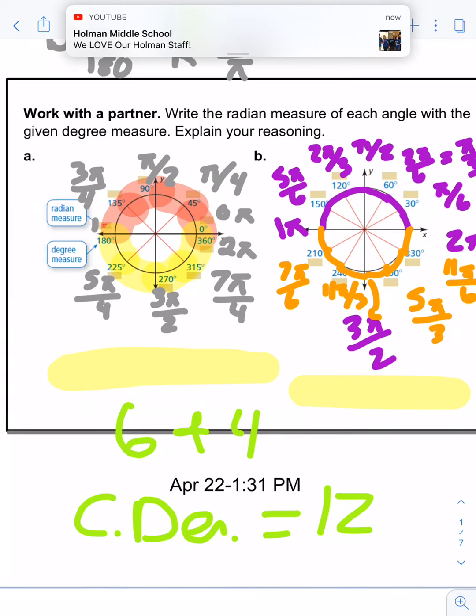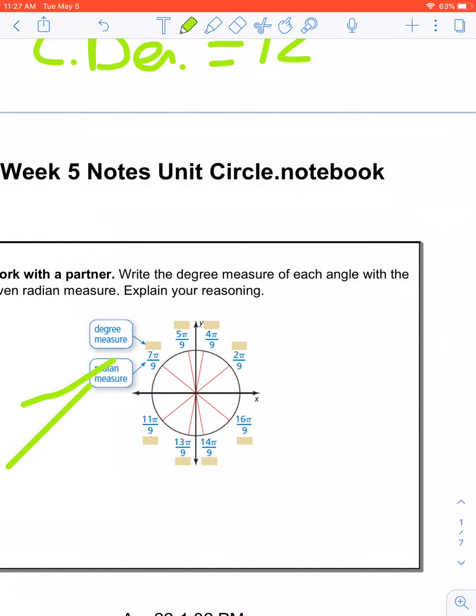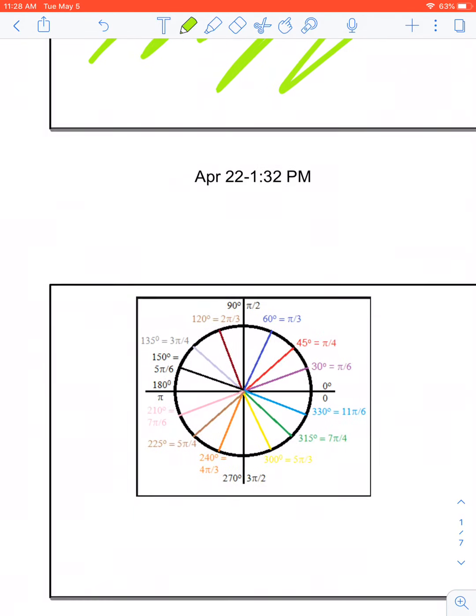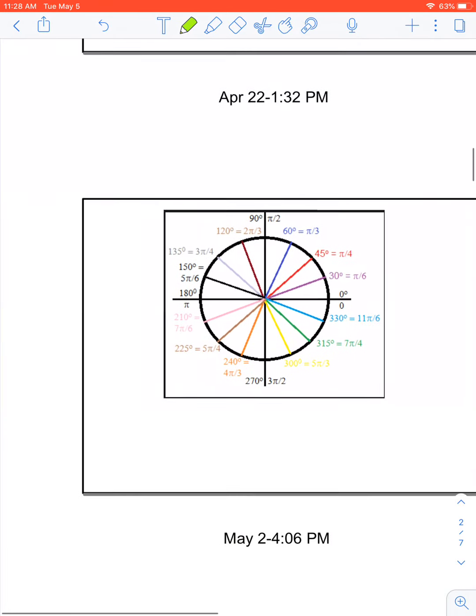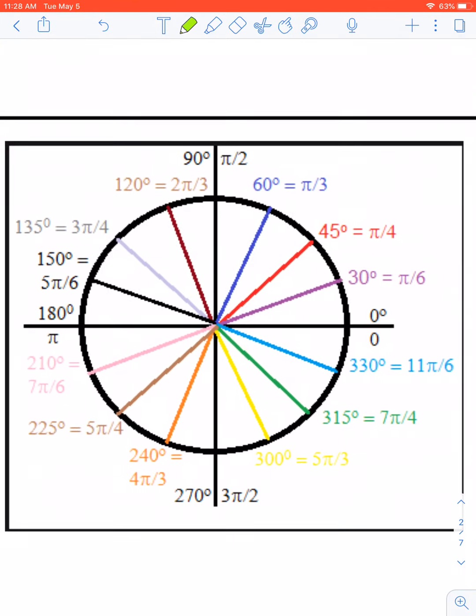So what I'm going to do is, I actually am not going to do this slide. I think it's a little bit confusing there. And we're just going to go straight to the unit circle. So here is the unit circle. Here's what you need to have memorized when you look at it.